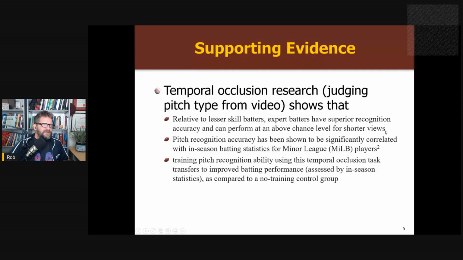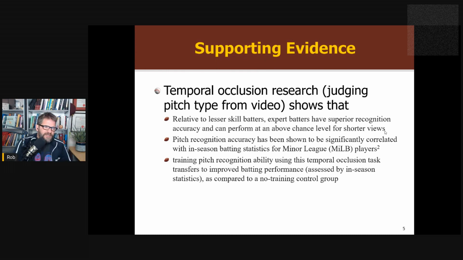What evidence is there to support this, right? Well, there's a long history of it, starting with the fantastic work by Bruce Abernathy looking at temporal occlusion research. So what you do is use a stimulus like the picture I showed you in the first slide. You show the unfolding event, whether it's a baseball pitch or a tennis serve. Then you occlude it, and then you ask the person to make a discrete judgment: left, right, serve, cross court, down the line, curveball, fastball, so on.